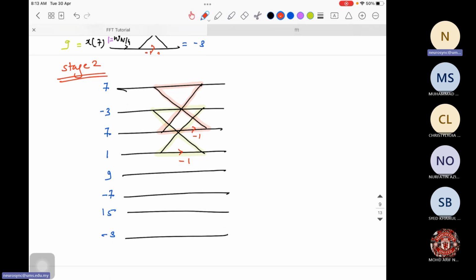Similar structure we will draw for the second part. So this will go to this, and this will add up to this. So this is the first butterfly here, and the second one is this.